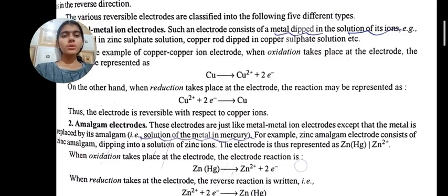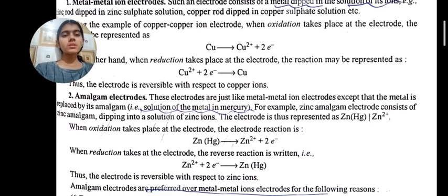Second electrode is amalgam electrodes. These electrodes are just like metal ion electrodes except that the metal is replaced by its amalgam, that is, solution of the metal in mercury. For example, zinc amalgam electrode consists of zinc amalgam dipped into a solution of zinc ions. The electrode is thus represented as Zn(Hg) | Zn2+.